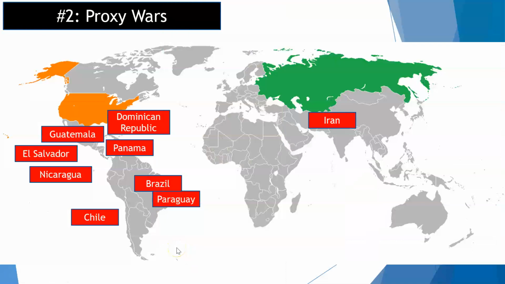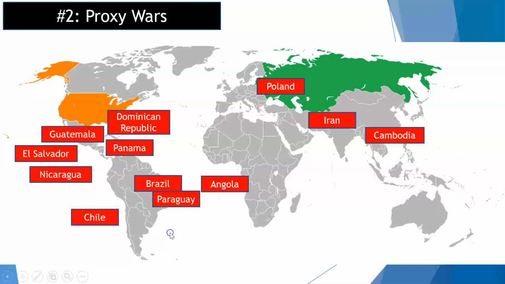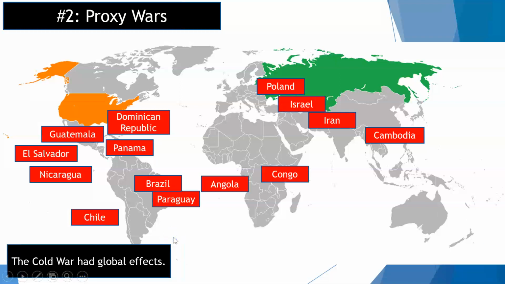This was the model for U.S. intervention during the Cold War. The U.S. propped up dictators, funded civil wars, deposed leaders, and used other kinds of power to keep communists, or those that they accused of being communist, from getting into power. They did this as well in Cambodia, in Poland, in Angola in the 1980s, in the Congo, and in Israel. Now, looking at this map, you can tell that the Cold War had global effects, totally transformed the trajectory of all of these different countries in ways that people are still dealing with today.